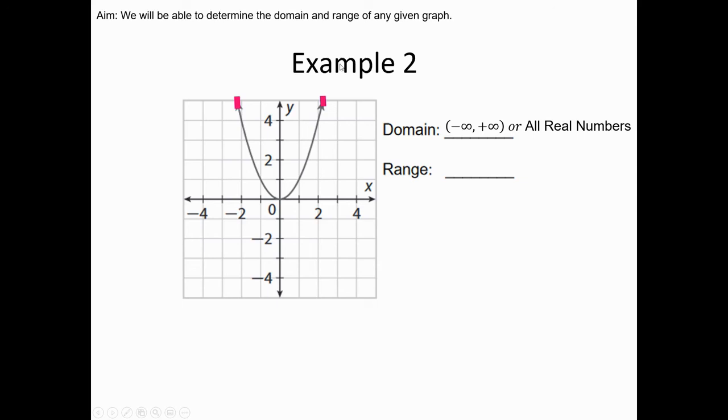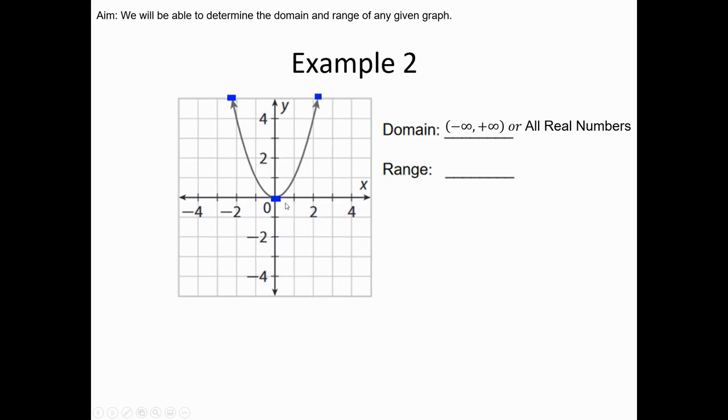Then for range, range is the highest point and the lowest point. So here's our lowest point, which is right at 0. And the highest point is up here for both of these, and they go on to infinity. So notice how the range starts at 0, that's the lowest point, and it goes up to positive infinity. Or if we want to represent it as an inequality, we can just say y is greater than or equal to 0 because we include 0.